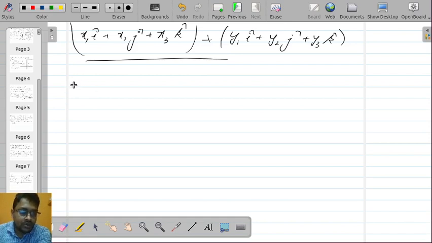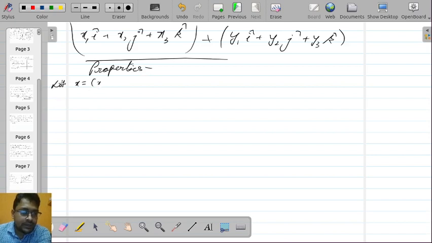One thing you note, some properties are there for vector addition, that if I have two vectors, say x equal to x1, so let us write this as properties.